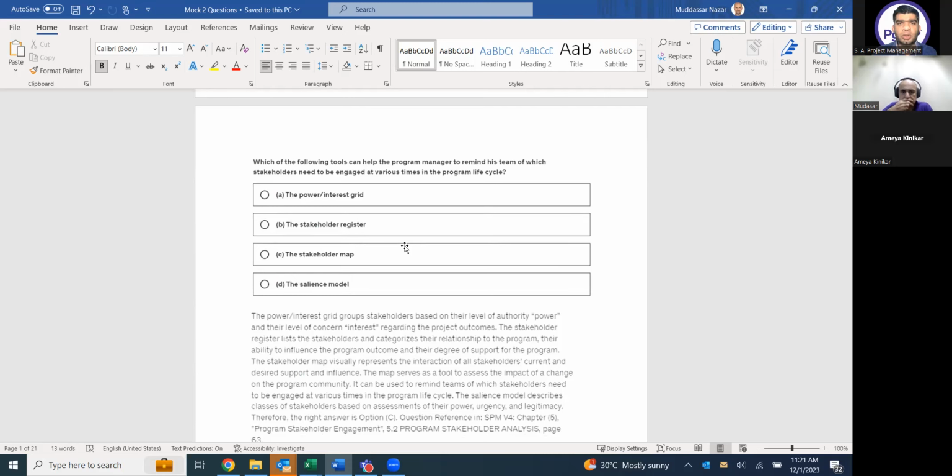So here the question says, which of the following tools can help the program manager to remind his team which stakeholders need to be engaged at various times in the program lifecycle. So actually he's asking how you will analyze the stakeholders. We are working in stakeholder analysis. I have only two tools, power interest and stakeholder map. He's not talking about power or interest, so I will use the stakeholder map.